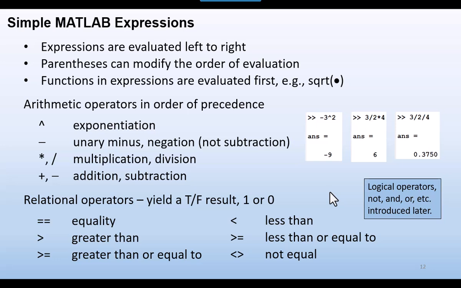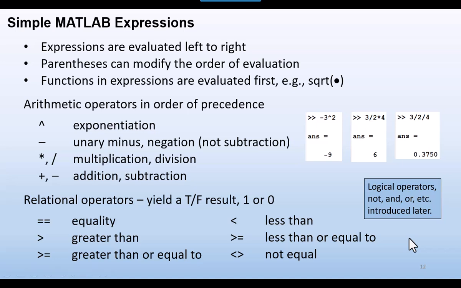For relational tests that yield a true-false result, which in MATLAB is either a 1 or a 0, you've got testing equality with the double equals, and the rest of these are pretty self-explanatory. The only one that is again different here is not equal, which has the less than and greater than put next to each other. So that's how you do not equal. There are logical operators like not, and, or, and we may see those later on in our boot camps.